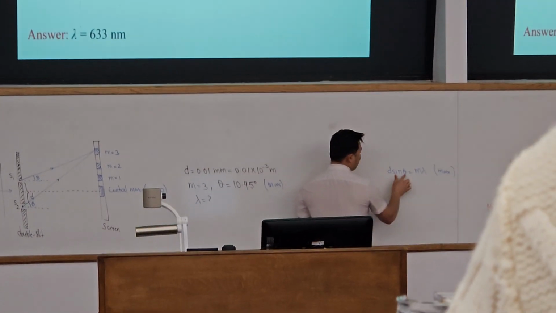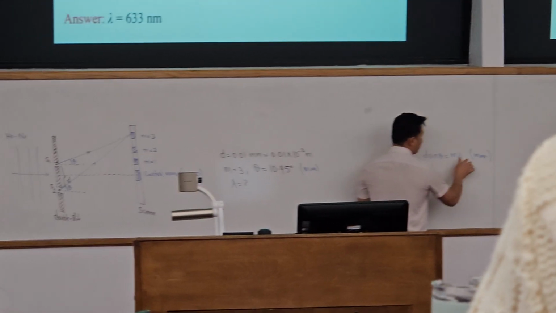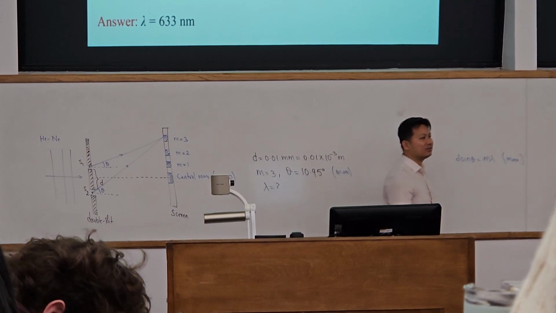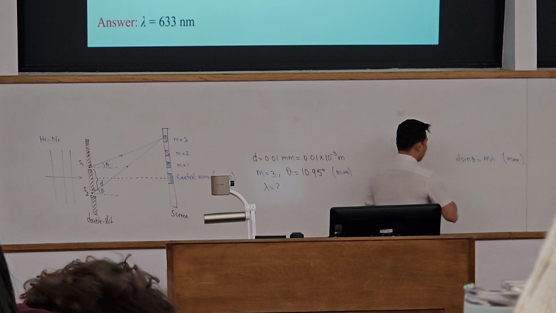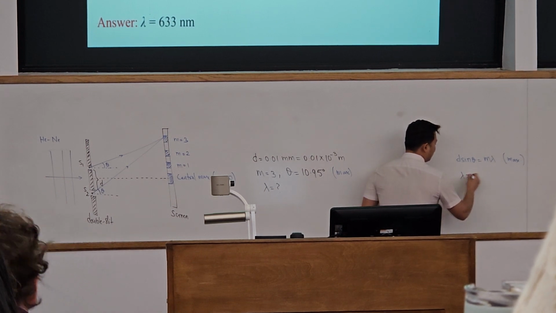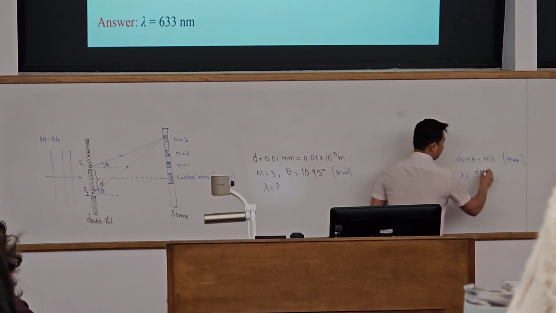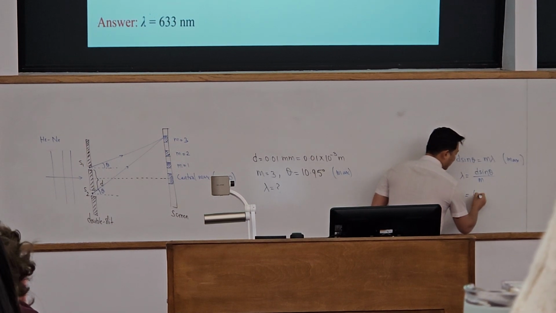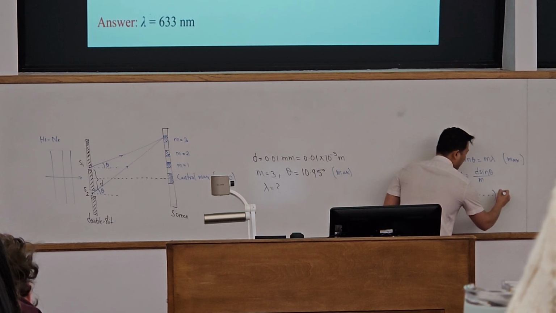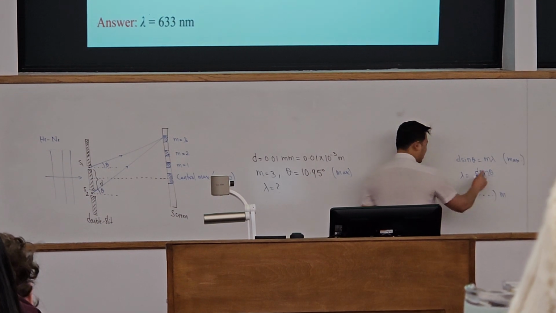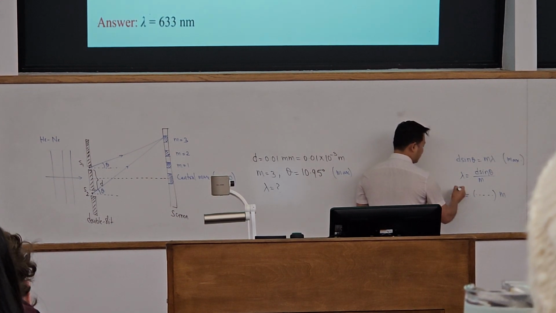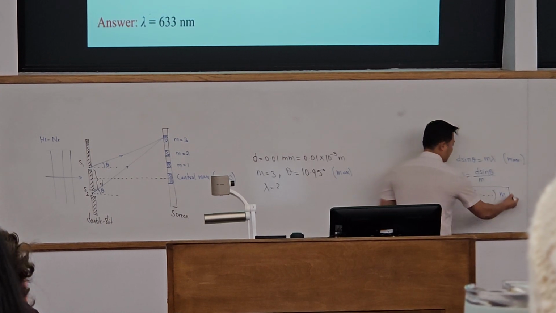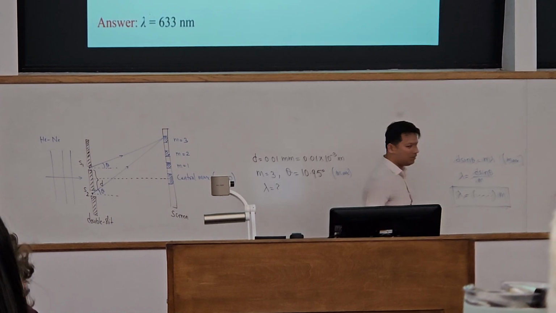d is given, theta is given, m is given. Can you calculate the lambda? That's the only unknown in this equation. You have lambda if you simplify d sin theta equals m lambda, and just plug in everything. Everything is given over here, and that's going to be in meters because you converted d into meters. Okay? So this is how you solve it.